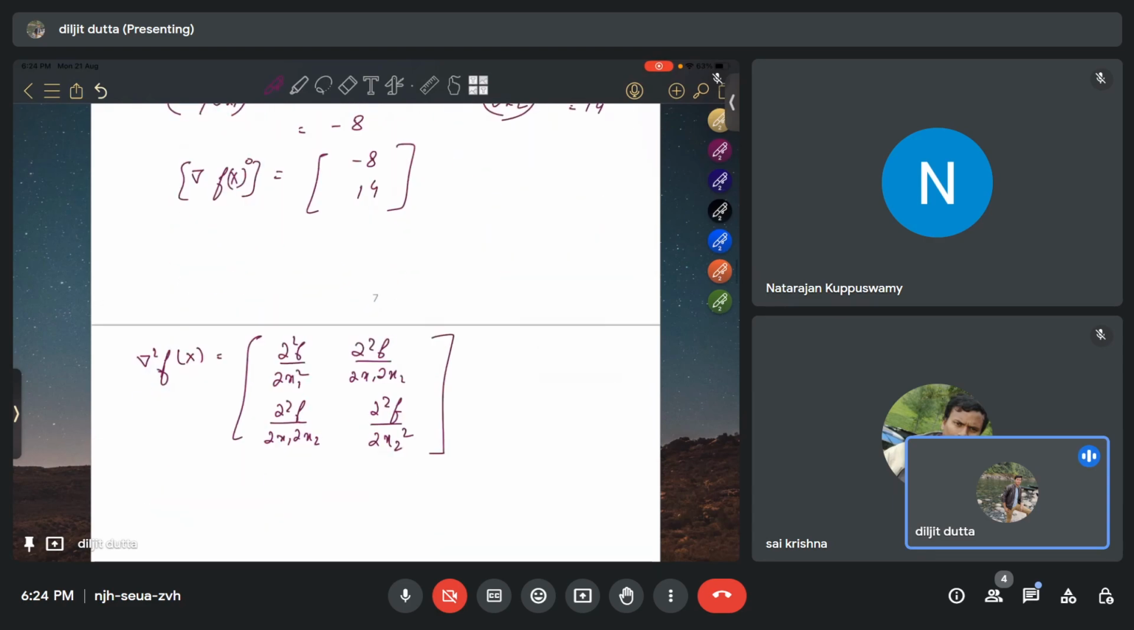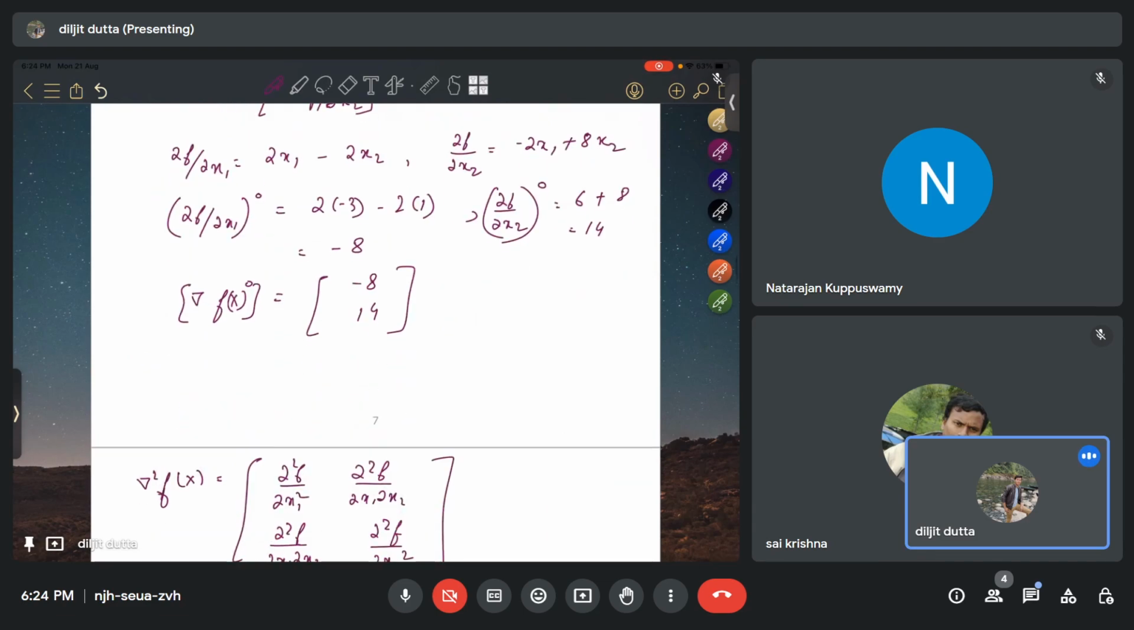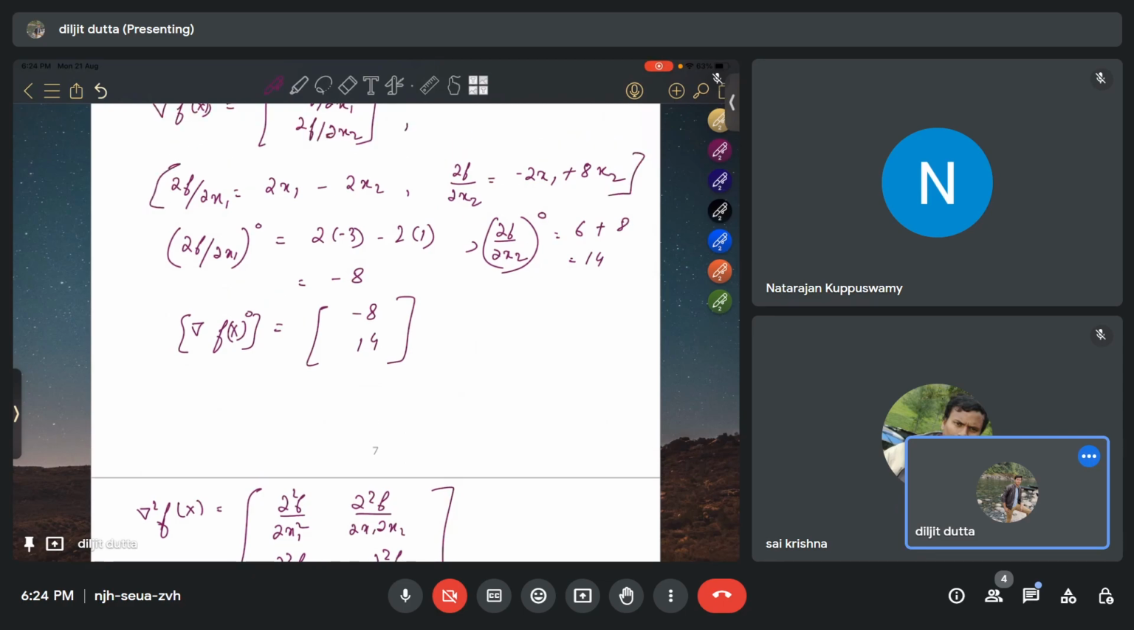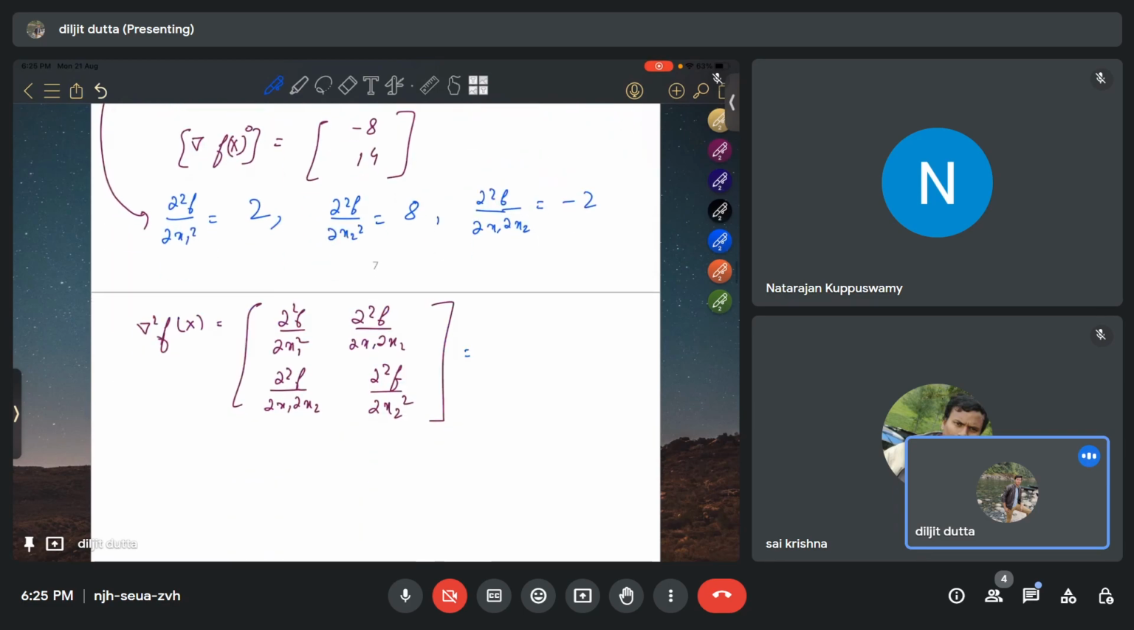So we have to calculate these terms, right? Del square f by del x1 square, del square f by del x2 square. So we have del f by del x1 and del f by del x2. From this, we will calculate the other terms. Del square f by del x1 square, if you take the derivative with respect to x1 again, will be 2. Del square f by del x2 square is equal to 8, because if we take the derivative of del f by del x2 again, this term will vanish and only this term will remain, so it will be 8. And for del square f by del x1 del x2, if we take del f by del x2 and take the derivative with respect to x1, it will give minus 2, and if we take it from the other one also, it will be minus 2 only. So we have got the Hessian matrix. The values are 2, minus 2, minus 2, and 8.